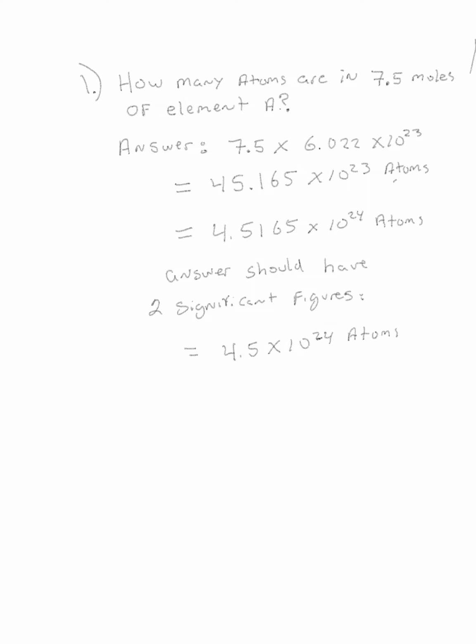But we cannot write in scientific notation a number that is greater than 10. Sorry, 10 or more. It has to be between 1 and less than 10. So I need to move that decimal place one place to the left. Okay, so that's what I did here. I'm going to move it one place to the left. And that's what we get here, 4.5165 times 10. And we have to add 1 to the 23 to get to the power of 24.